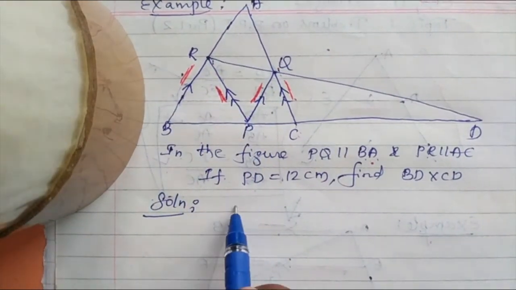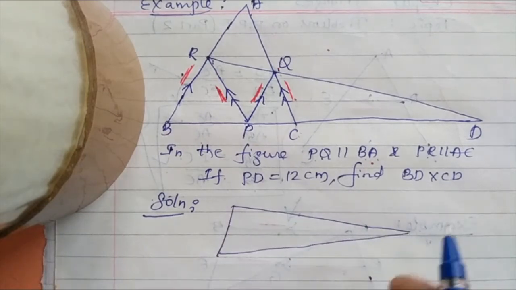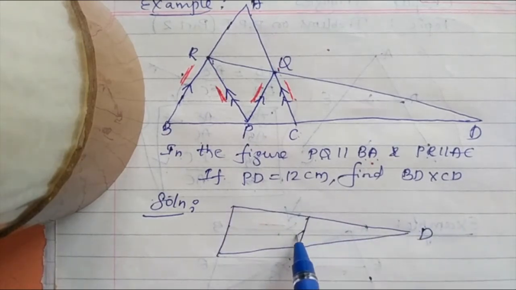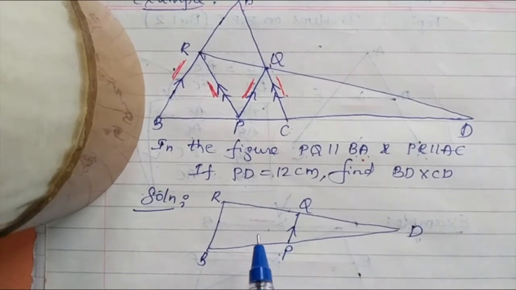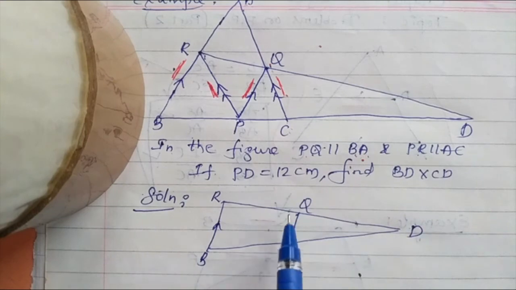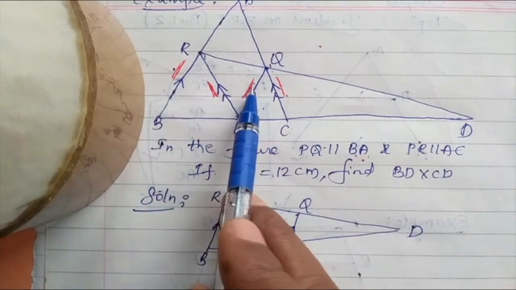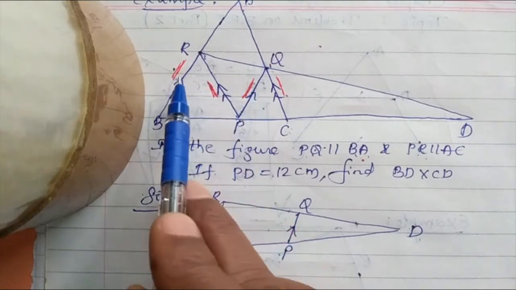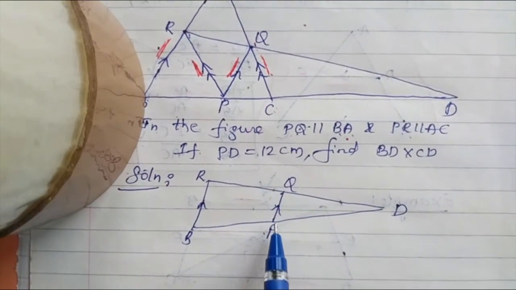Better I draw the diagram separately. Look, this is the diagram. I'm taking PQ, BA or BR. Both are in the same line. So these are the two parallel lines. Look here, PQ parallel to BA. These two lines are marked on the figure, PQ and BR. The triangle including PQ and BR is this triangle. I redraw that triangle once again here.